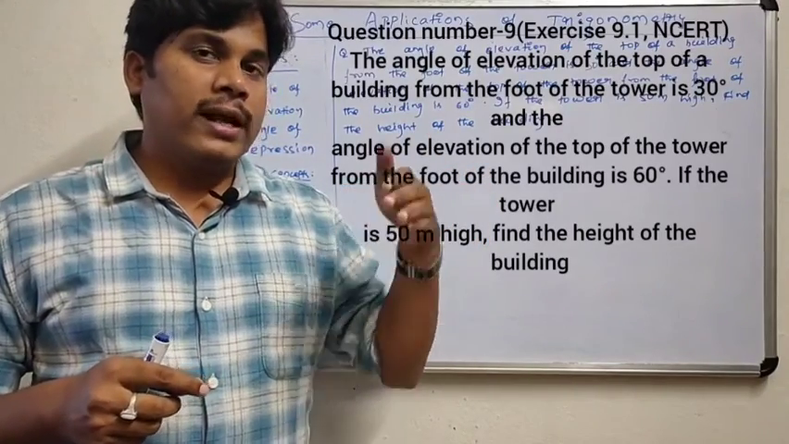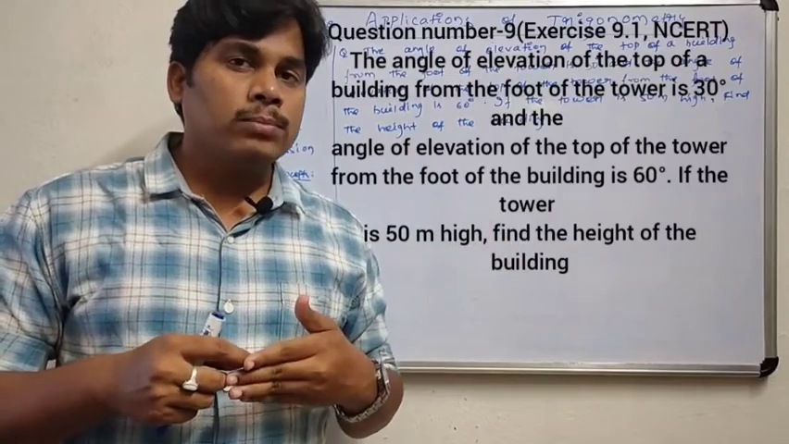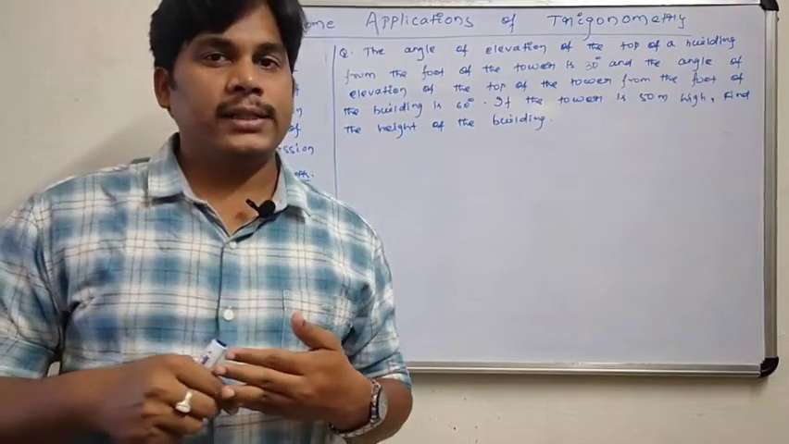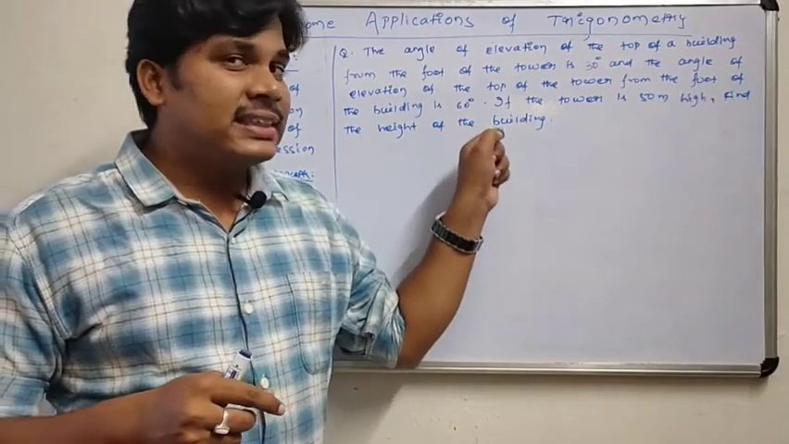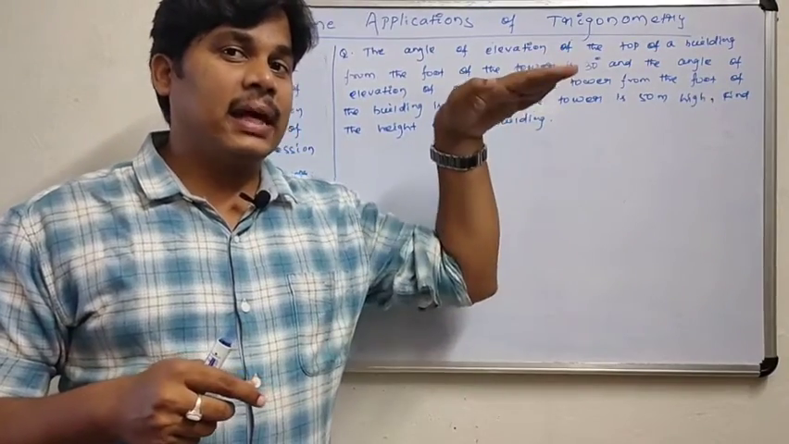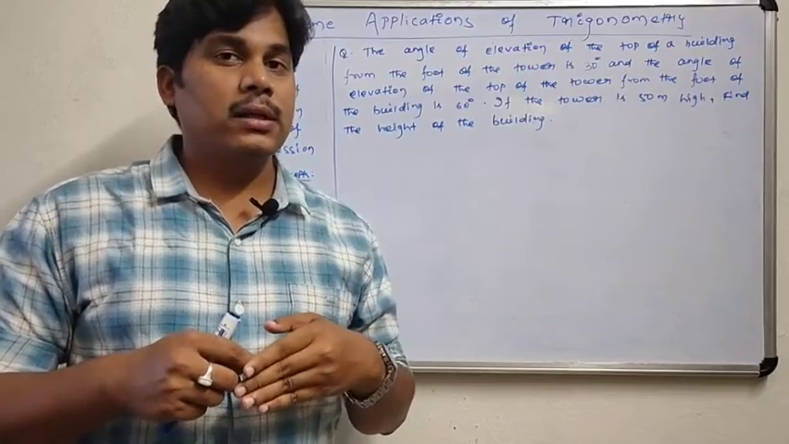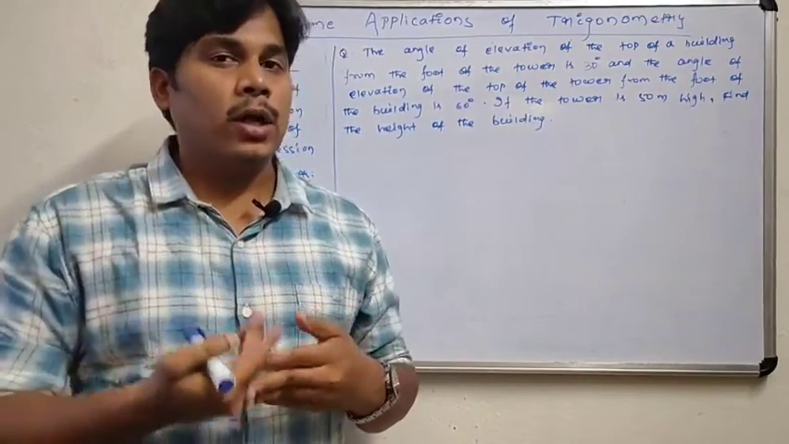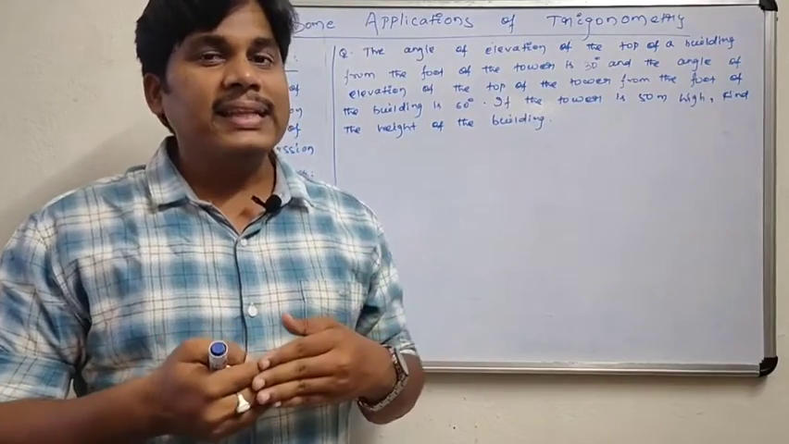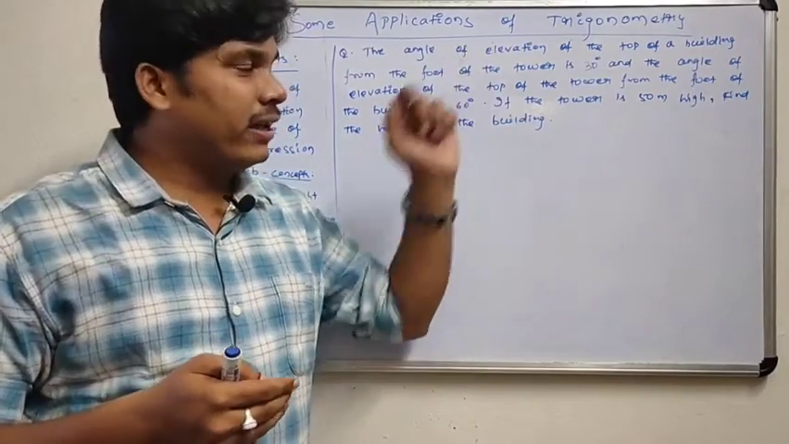One observer is at the foot of the building, another observer is at the foot of the tower. And the second question arises: which is higher than the other object? That means which object has a greater length as compared to the other? We can easily find this by the angle of elevation.